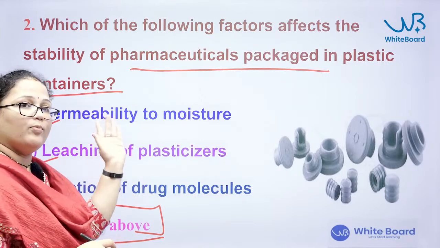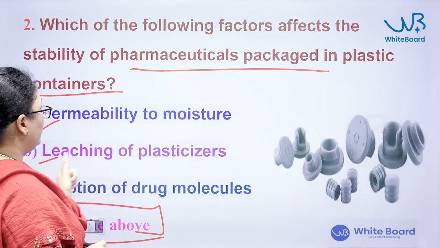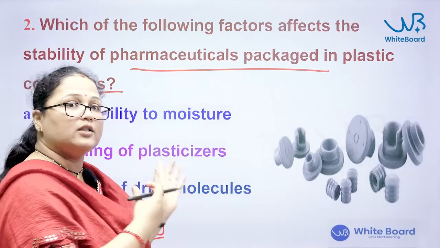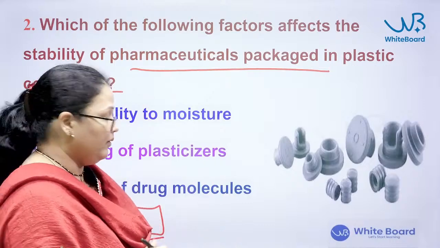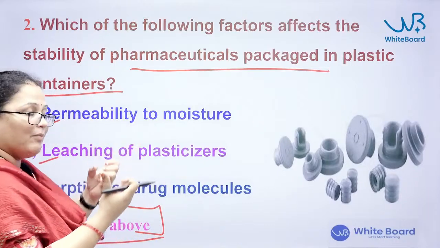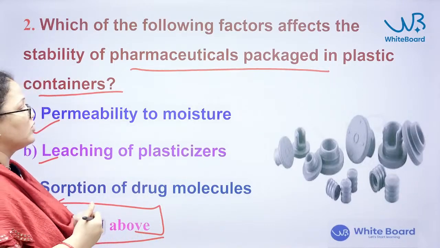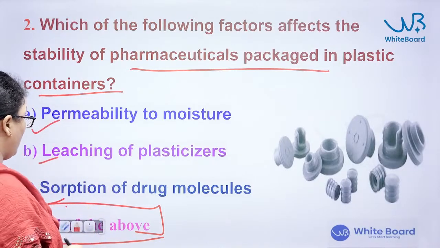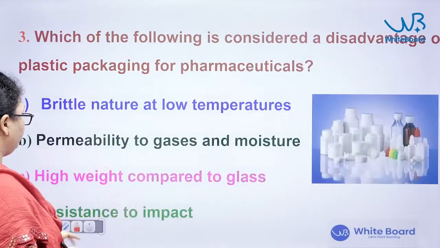Permeability to moisture means moisture will enter. Next, leaching of plasticizers. Whatever the plasticizers are there, they will spread from one to another. Okay. Sorption means absorption of a drug molecule. So, all this will be affected. So, the correct answer is all the above, D.